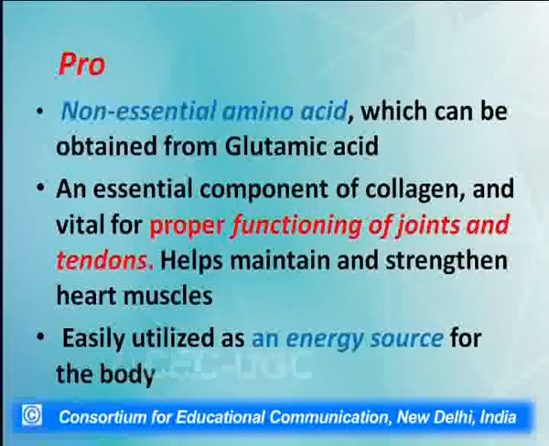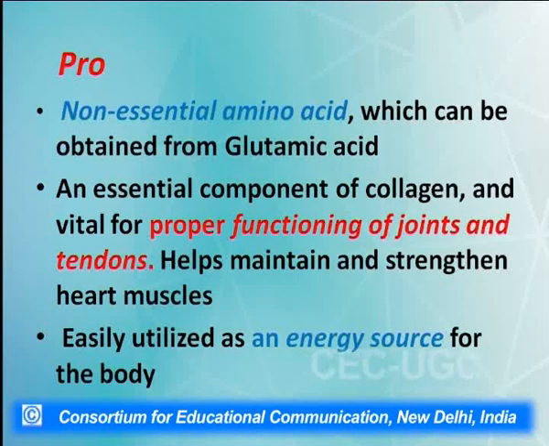Because of the formation of this ring structure, wherever proline is present in a protein molecule, it will cause bends or kinks in the amino acid chains because of its folding back on its own amino group. Proline is a non-essential amino acid. It can be obtained from glutamic acid, and it is an essential component of collagen.